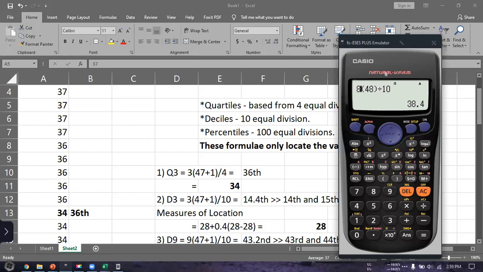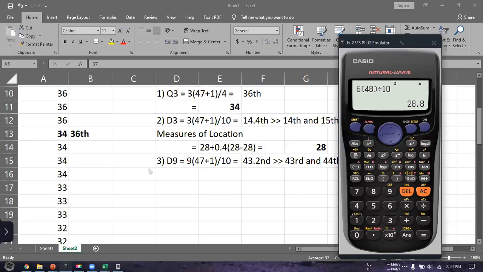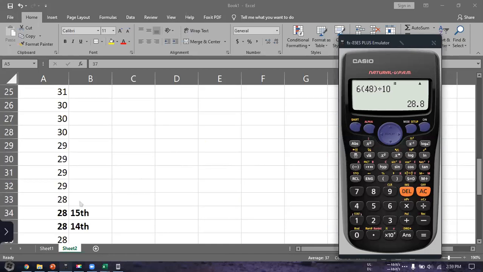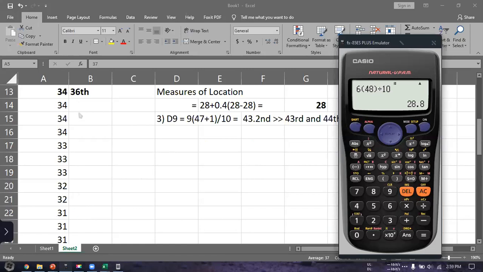Bawas tayo, 6 decile, 28 and 29. What are these values? 35, 4, 3, 2, 1, 0, 29, 28. Pareho na naman. Pareho na naman yung value natin.